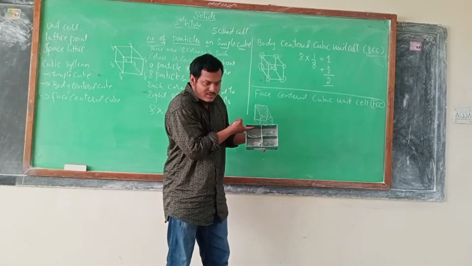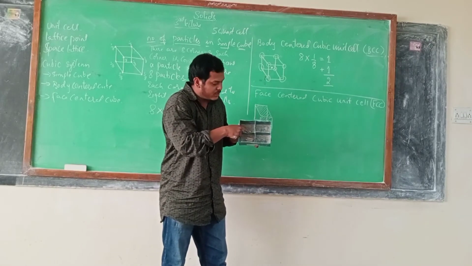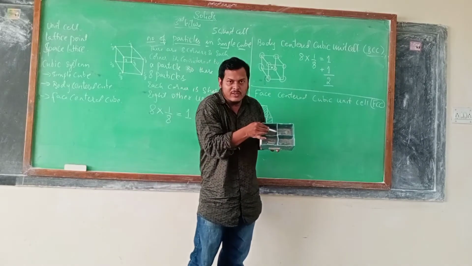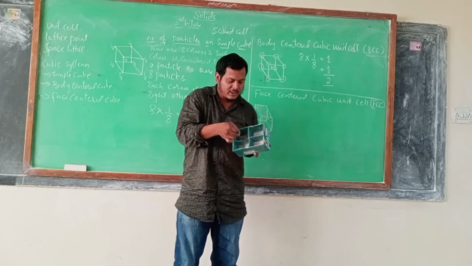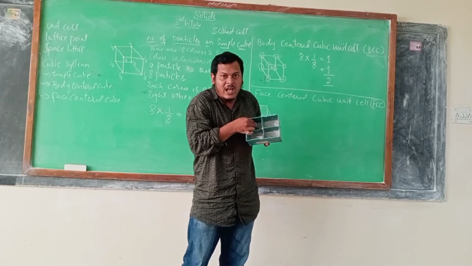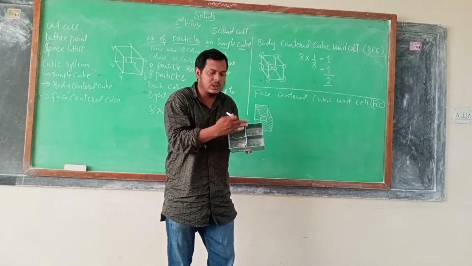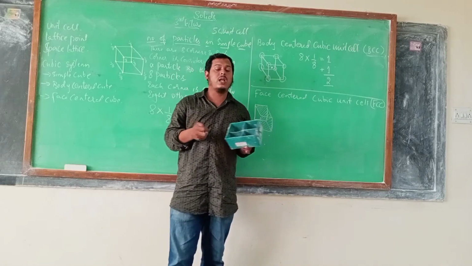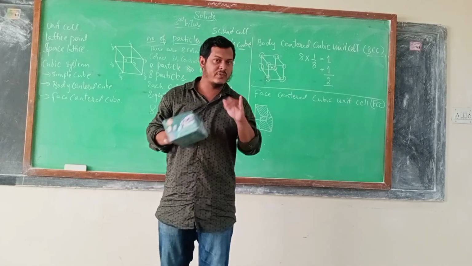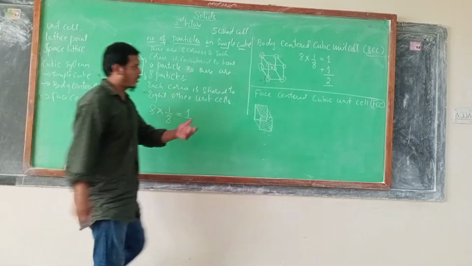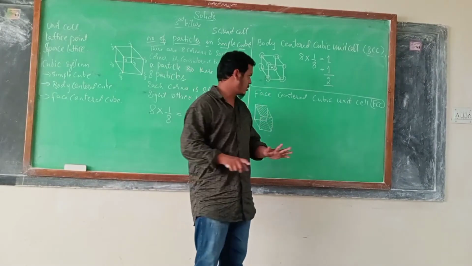this is one face, this is the other face, 1, 2. This will be my third face, this will be my fourth face, and at the end I have a fifth face, and if it is closed there will be one more face. So totally I will have 6 faces in a single cube. Always a cube will have 6 faces.